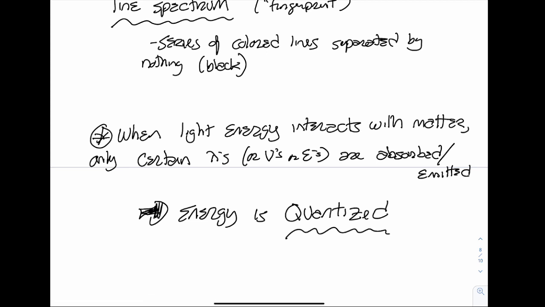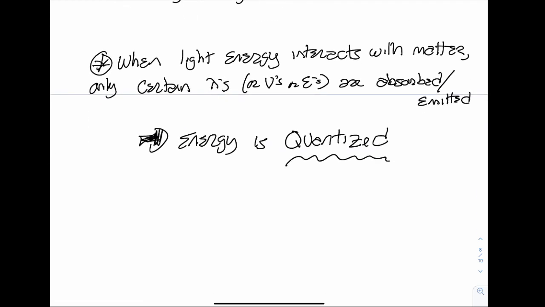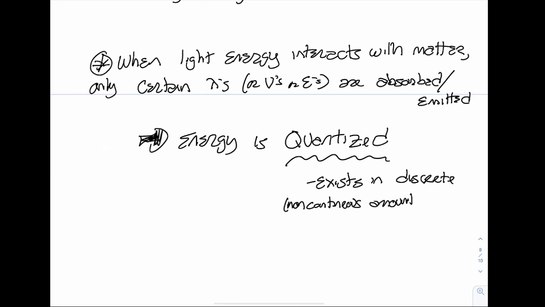And that's a term that we're going to use a few times. I do want you to know what it means. And it's essentially anything that exists in discrete amounts. So it exists in discrete, right, non-continuous amounts.